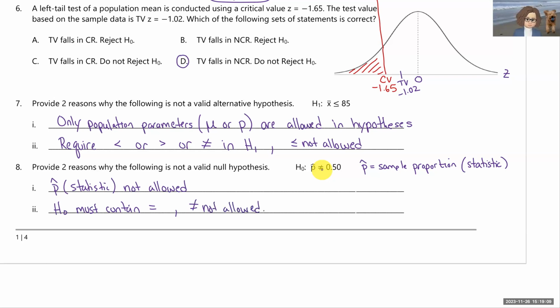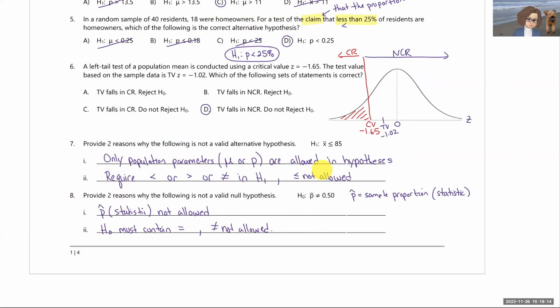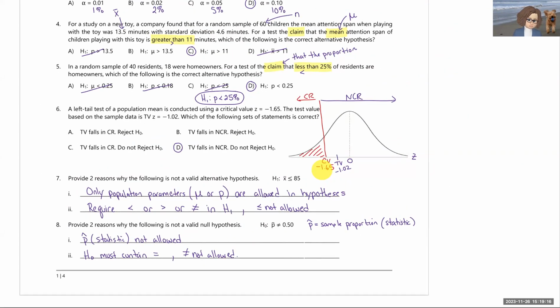All right, I feel like I went a little bit slowly there through this page, but hopefully that page is good.